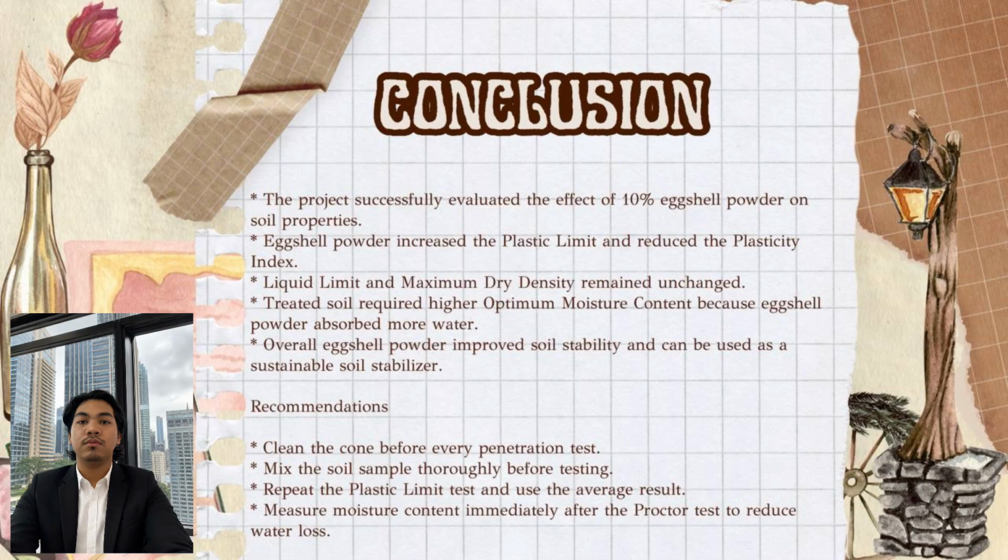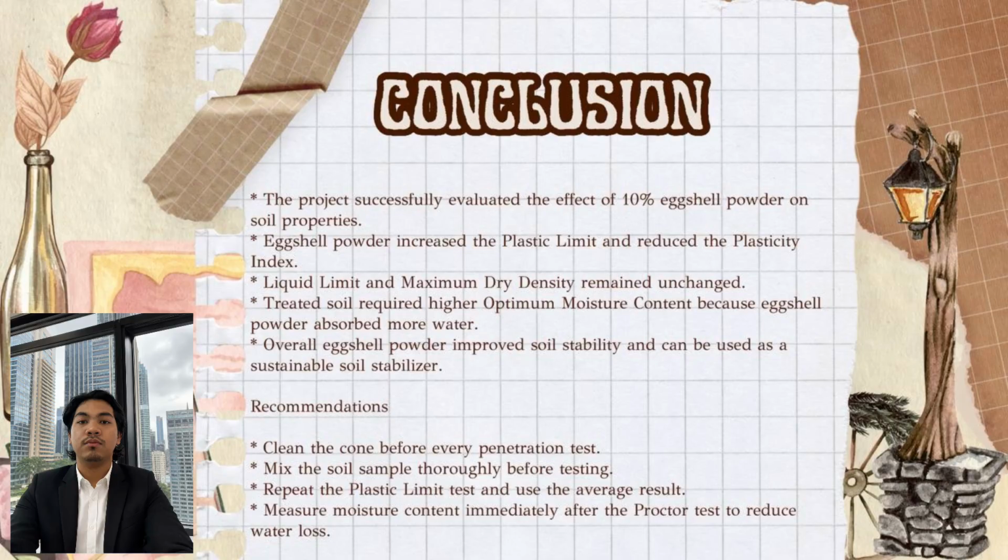Next, our conclusion. The project successfully evaluated the effect of 10% eggshell powder on soil properties. Eggshell powder increases the plastic limit and reduces the plasticity index. Liquid limit and maximum dry density remain unchanged. Treated soil requires higher optimum moisture content because eggshell powder absorbs more water. Overall, eggshell powder improves soil stability and can be used as a sustainable soil stabilizer.